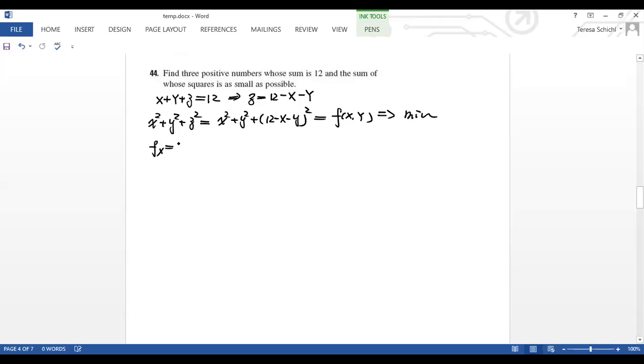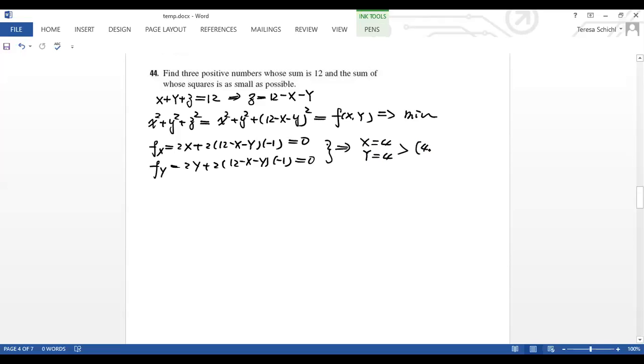So f of x is 2x plus 2 times 12 minus x minus y, chain rule, equal to 0, correct? Okay, and then the f of y is 2y plus 2 times 12 minus x minus y times minus 1, equal to 0 here, right? Now if you solve the system of equations, it is pretty easy to solve because they are linear in 2 variables. You can try to solve it and you find x equals 4, y equals 4. So I know my critical point is 4, 4.